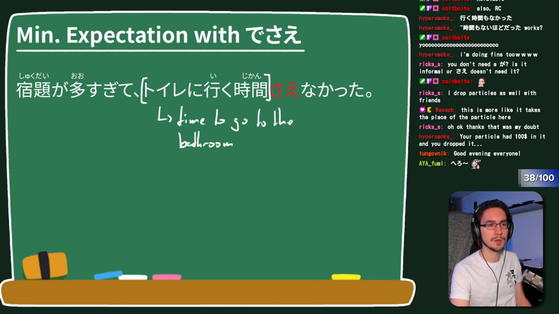I can find confirmation for that, but I would bet money that it would, because it just sounds so wrong with the particle. So I don't think it's a matter of formality. I think it literally replaces it.